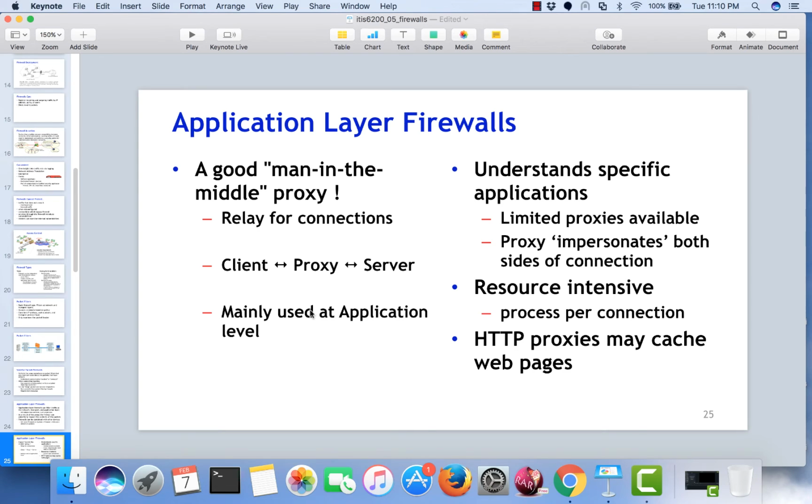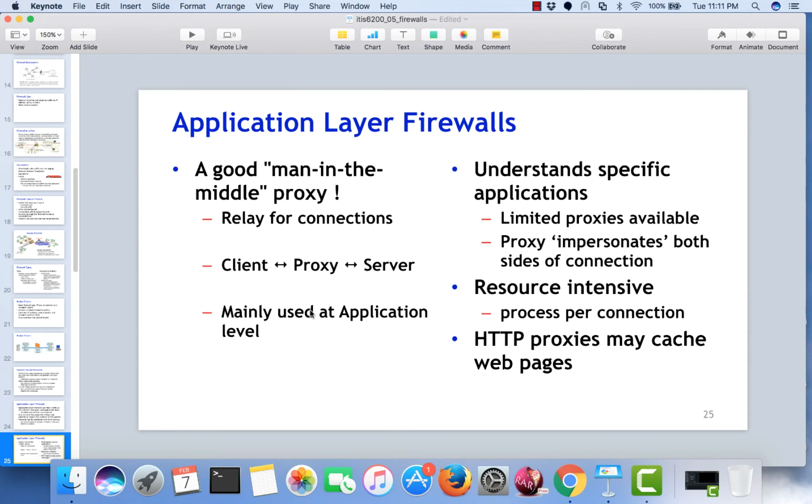So application layer firewalls, a good man-in-the-middle proxy. Relay for connections in between the client and the server, mainly used at the application level. They understand specific applications; limited proxies are available. The proxy impersonates both sides of the connection, so they can allow the client and the server to talk to each other. It's very resource intensive because it is looking at applications.